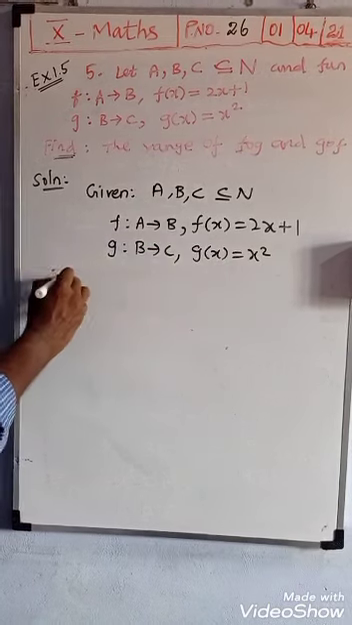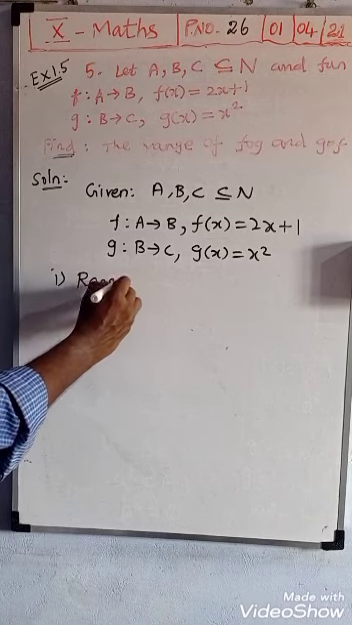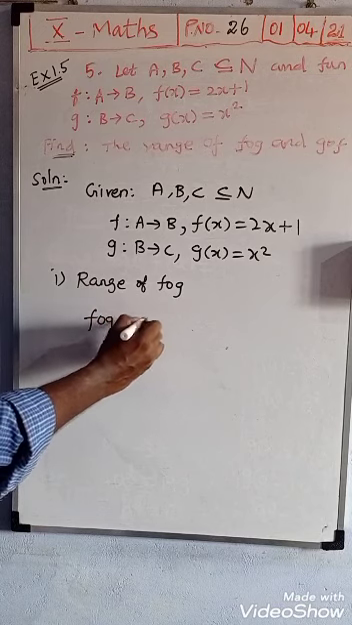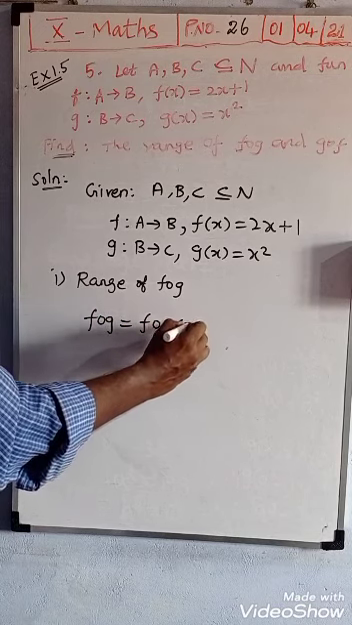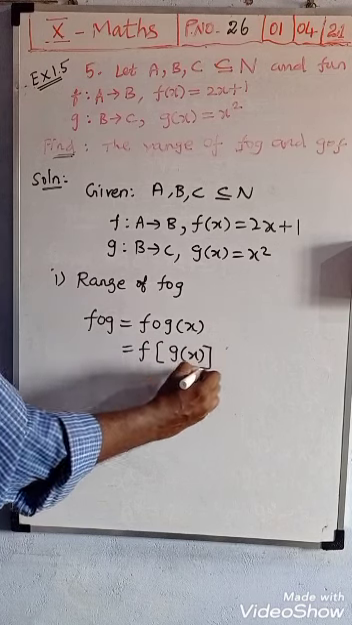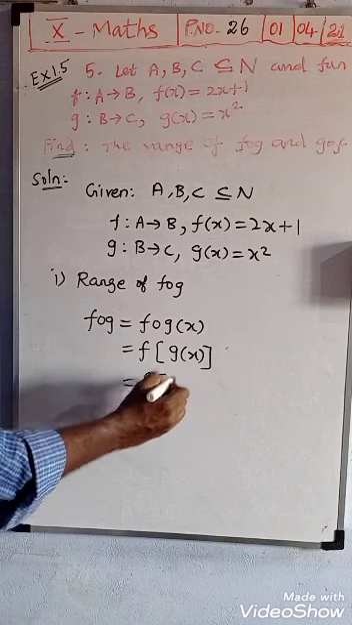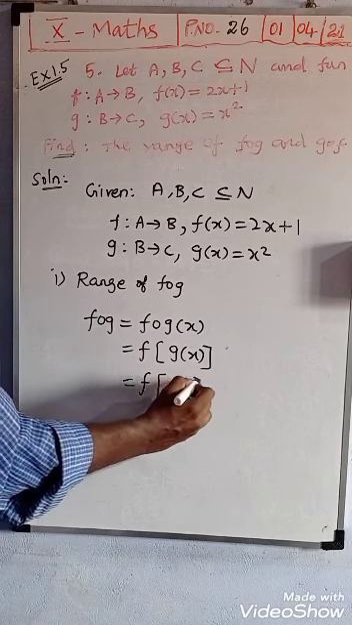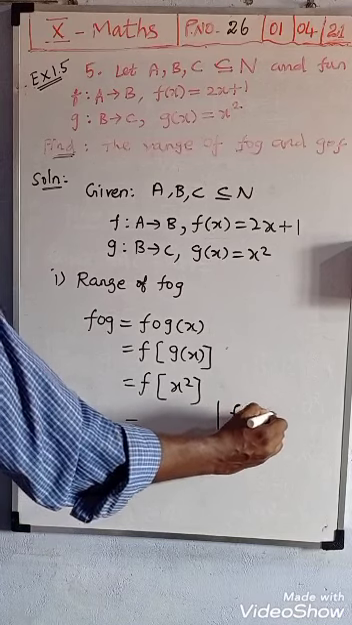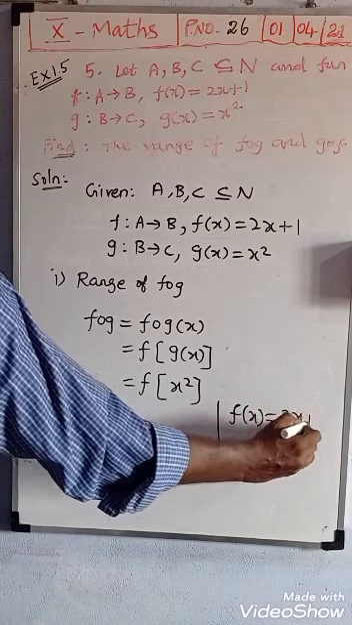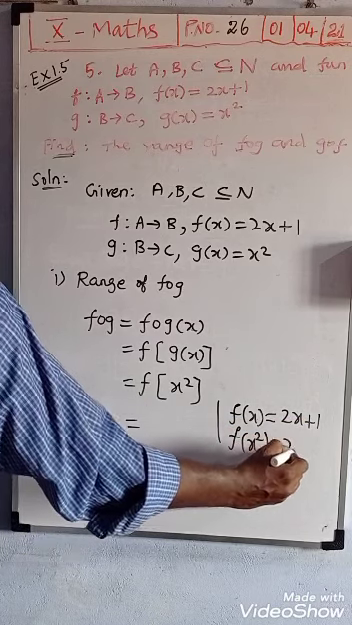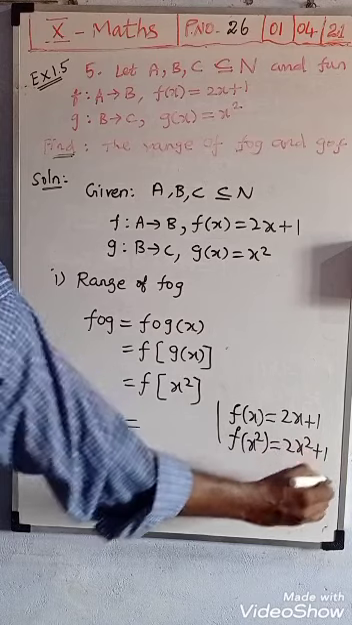So first, the question is to find the range of f composition g. So first f composition g we want to find. So f composition g of x, this we can write as f of g of x. Now what is g of x? g of x is x squared. Already you know f of x is 2x plus 1. So instead of x, place x squared and substitute, you will get 2x squared plus 1.